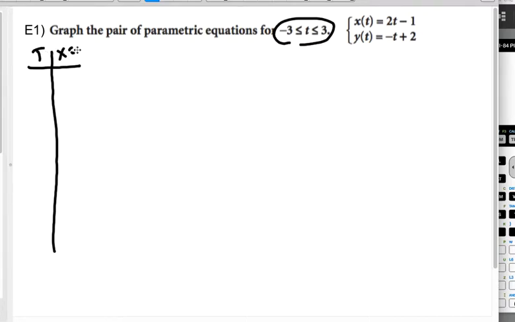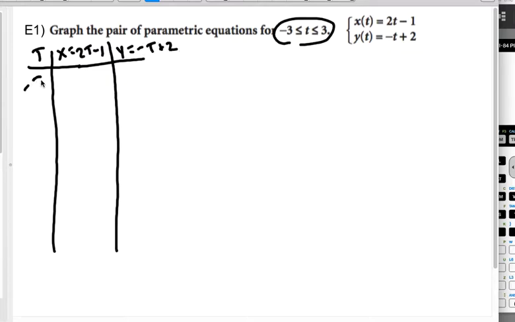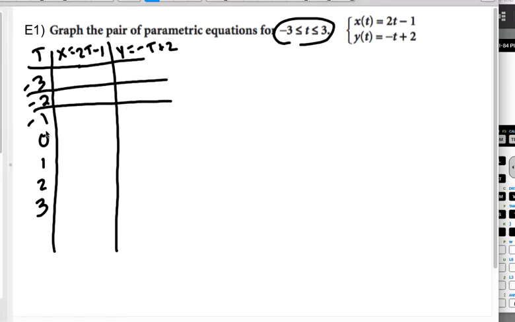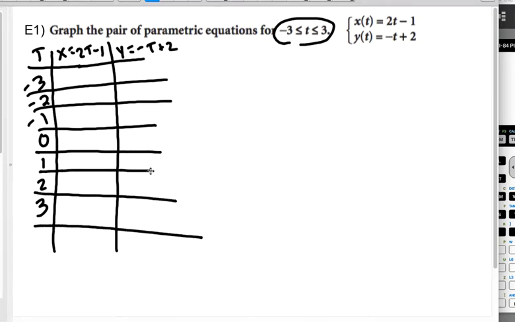Okay, so I'm going to have a t value. I'm going to have x, which is apparently 2t minus 1, and I'm going to have my y, which is -t plus 2. So I'm going to go ahead and put our t values here. And then I'm going to plug in and find my x coordinate and my y coordinate. So again, I picked the t values I picked because they were given to me. I didn't pick decimals because why? The only time I would ever tell you that you have to pick decimals is if you're talking about a step function, which we did in section 2.6, I think.